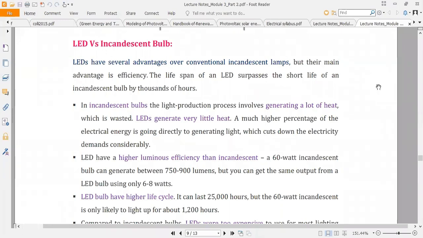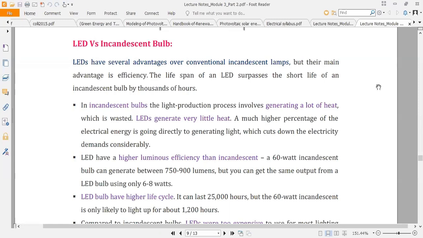Efficiency is what? Output by input. Okay. So what are the lumens? Either the LED or the incandescent bulb which is emitting light, okay, so how much lumens it is illuminating, that divided by the input power. Okay, that is the luminous efficiency. So LED has a higher luminous efficiency than the incandescent bulb.